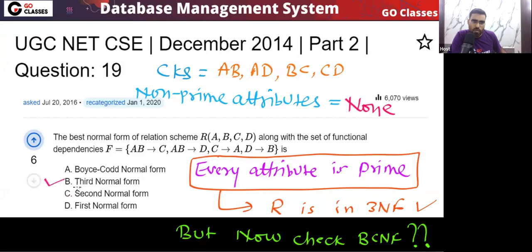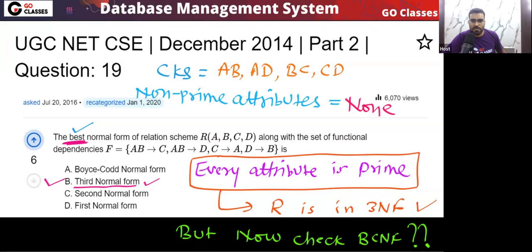The best normal form is 3NF. Is this clear? Please tell me. So for this question, the answer will be option B. Remember, if a relation is in 3NF, then it is also in 2NF, and also in 1NF. But the question is asking for the best normal form, so the answer will be option B.